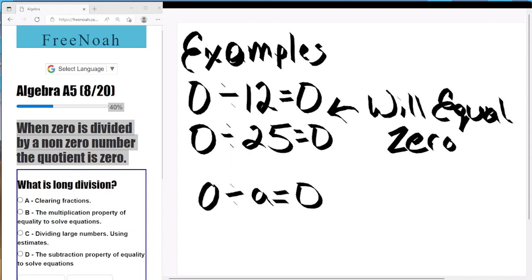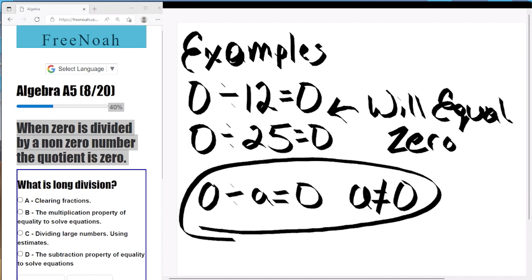All right, so 0 divided by a will always equal 0 as long as a does not equal 0. And that's the third property I introduced to you a few videos back of division.